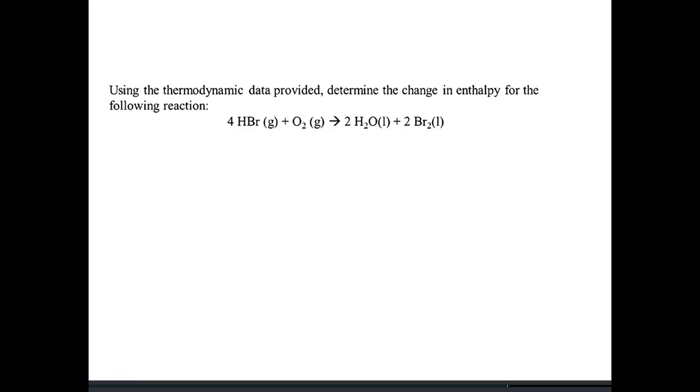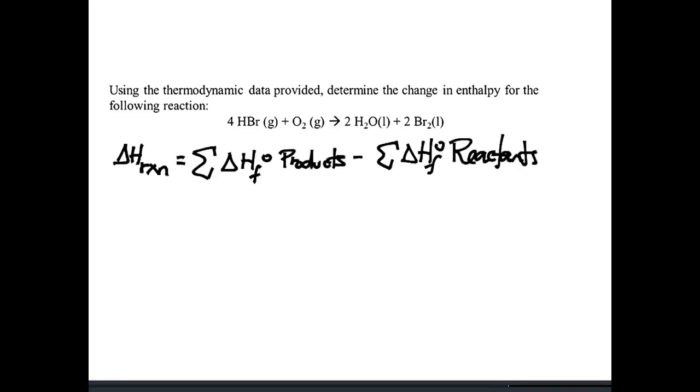Okay, one more example. Using the thermodynamic data provided, determine the change in enthalpy for the following reaction. So the thermodynamic data provided are going to be heats of formation in a table, delta H of formation values. So remember that when you're using heats of formation, the equation you use is here, the sum of the heats of formation of the products minus the sum of the heats of formation of reactants. I'm going to fill those in using the equation that I'm given.